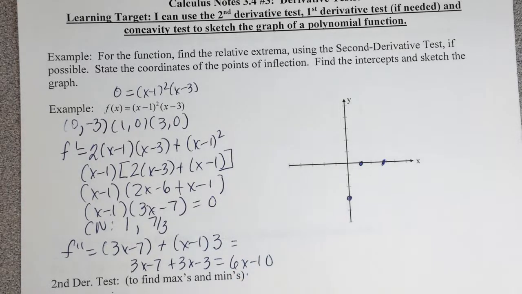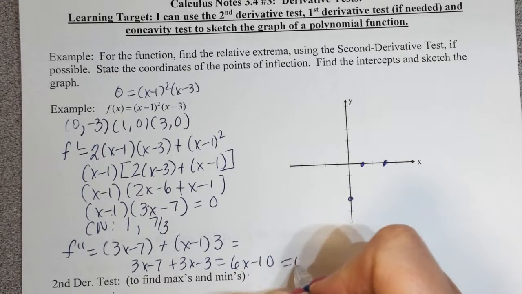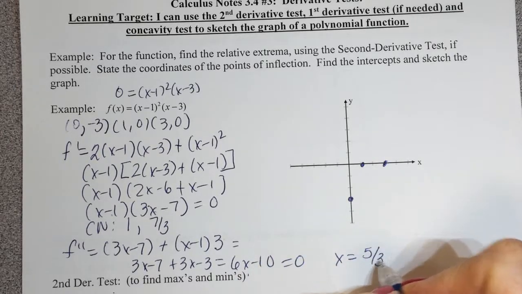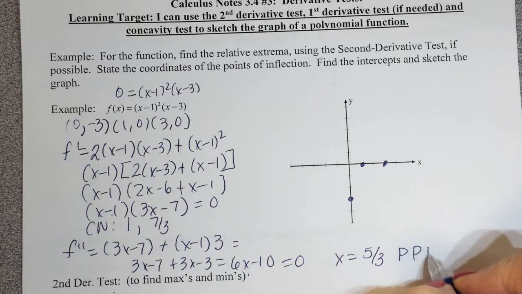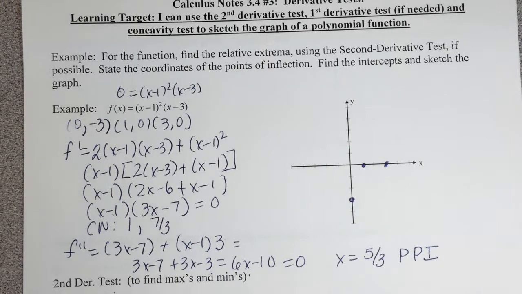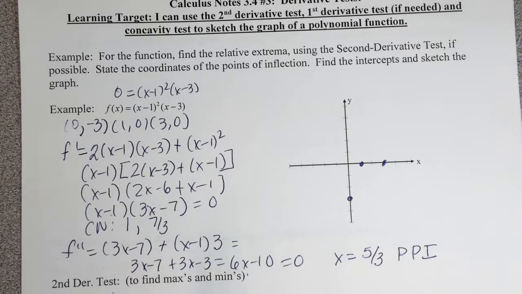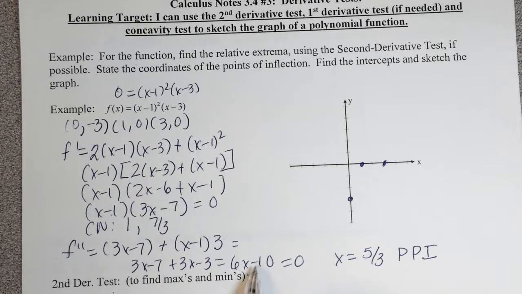I'm also going to have to find my points of inflection, so I'm going to set this equal to 0. And that's going to give me 10/6, which is 5/3. So that's going to be a possible point of inflection. All right, so we're going to use our second derivative test. This is where we plug in the exact numbers that we got for our critical numbers. So I'm going to plug in 1 and I'm going to plug in 7/3, into my second derivative right here.